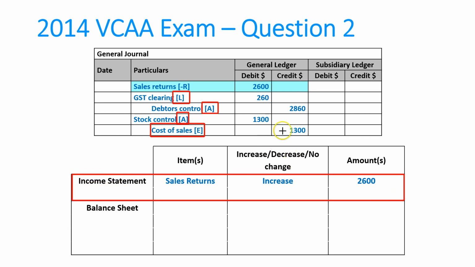So in this case, we've got cost of sales as a credit. So that must mean it's going down. If expenses are credits, that's going to be a decrease. So we're writing cost of sales decrease 1300.